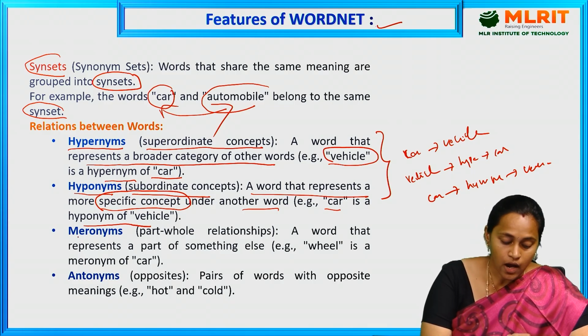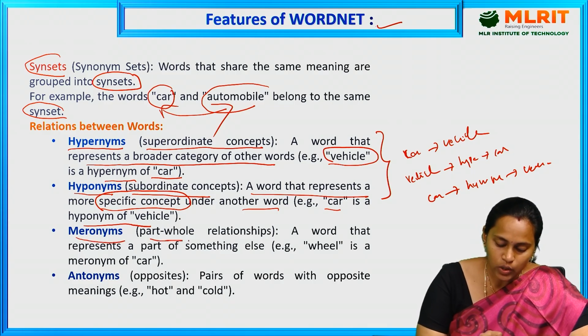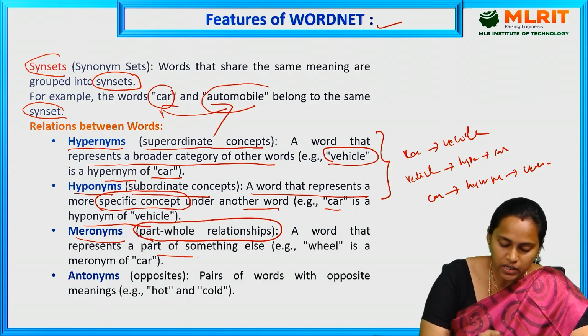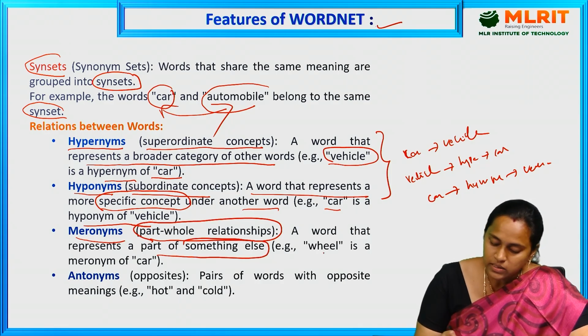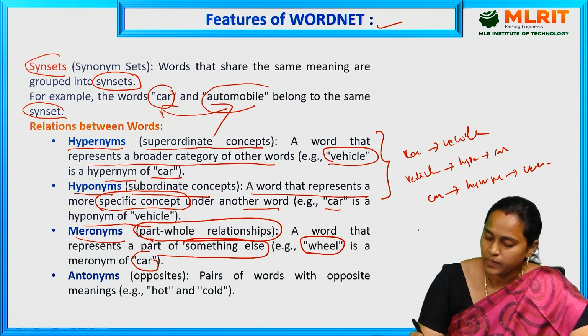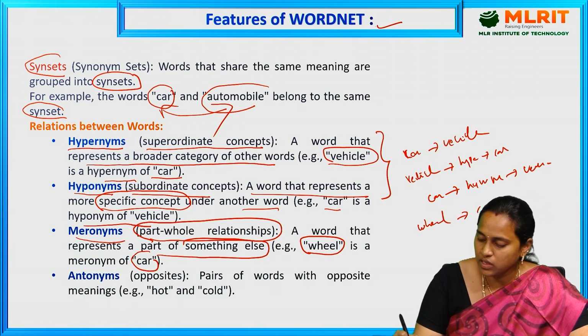See next one, meronyms. It means part-whole relationship. It represents the part of something else. Here see the example. Wheel is the part of the car. That means wheel is the meronym for the car.